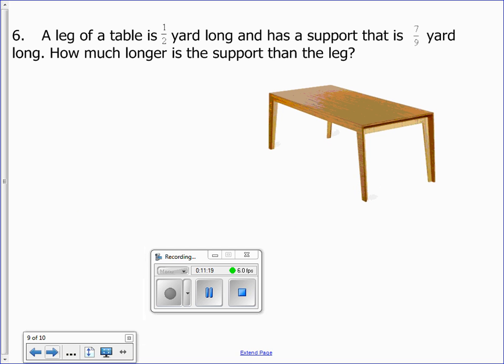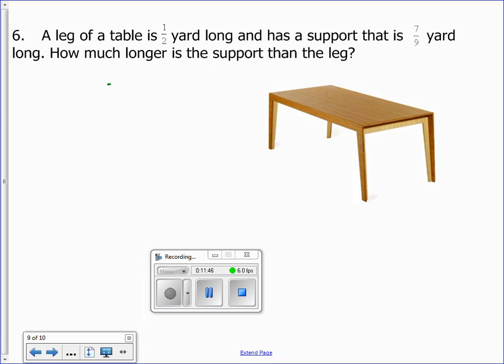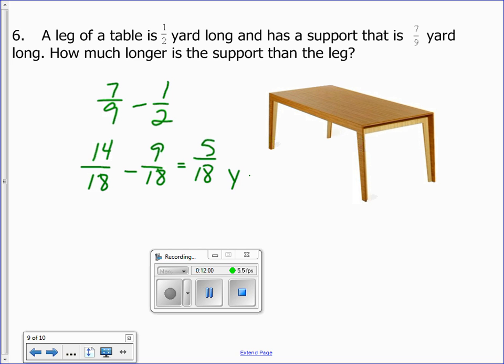In 6, a leg of a table is 1/2 yard long and has a support that is 7/8 yard long. How much longer is the support than the leg? Okay, the support is actually 7/9 yard, not 7/8. So we're going to find the difference of these two. So we're going to have 7/9 minus 1/2. Find a common denominator. Final answer is 5/18 yard longer.